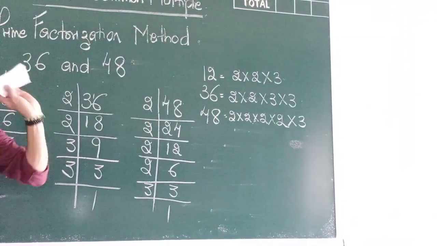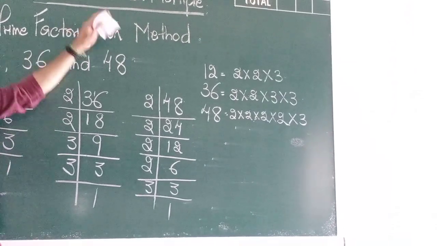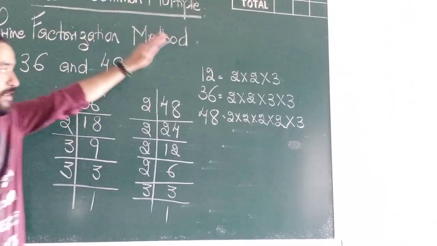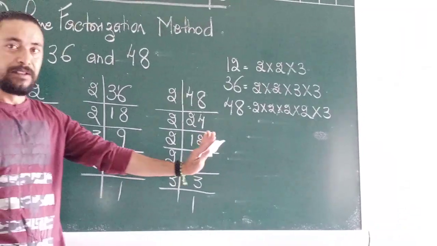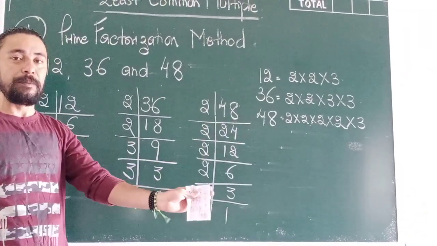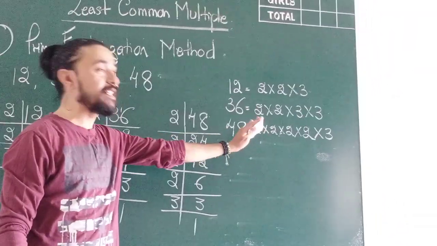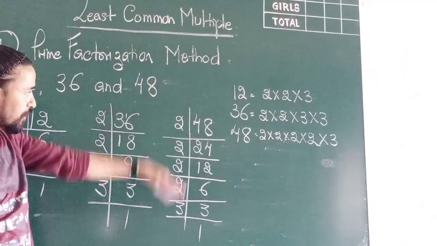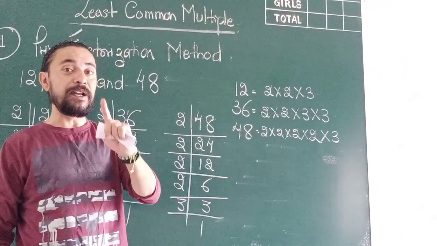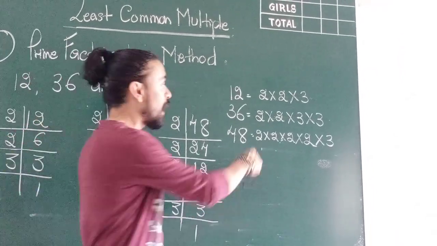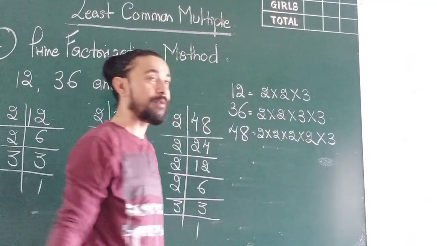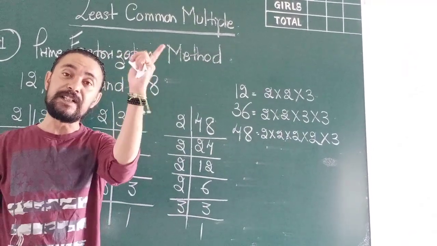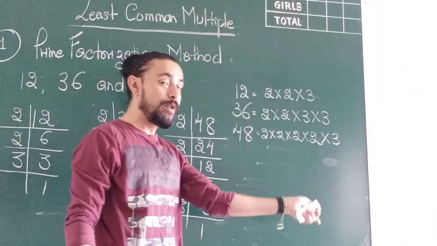Now this is just like HCF. Exactly like HCF, the prime factorization method. Same method. Both will be more or less common. But what you have to do at the end is very important. Now here I have factorized it and I am finding LCM, not HCF. So I do not circle the common ones. In HCF, we circle the common ones. So what do we do in LCM?